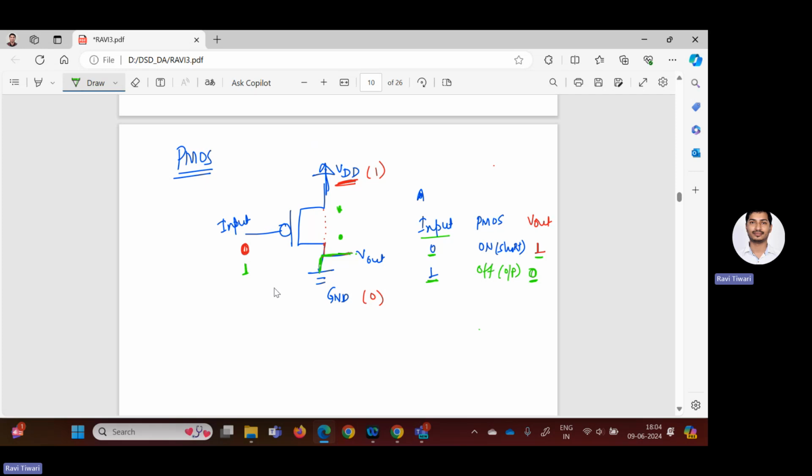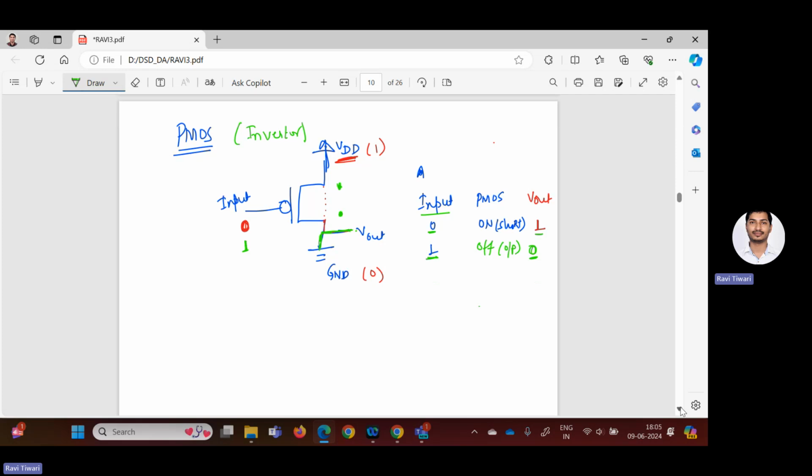So it is similarly working as an inverter, complement, right? So the circuit, the PMOS will work as an inverter. So here I will write down it is inverter, PMOS inverter. Whenever I am giving 0, I am getting 1. When I'm giving 1, I am getting 0. Now, after this, we will see the NMOS functionality also.